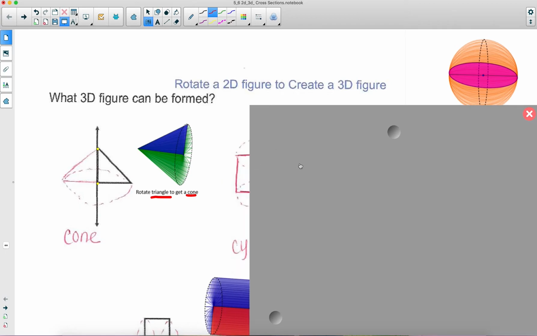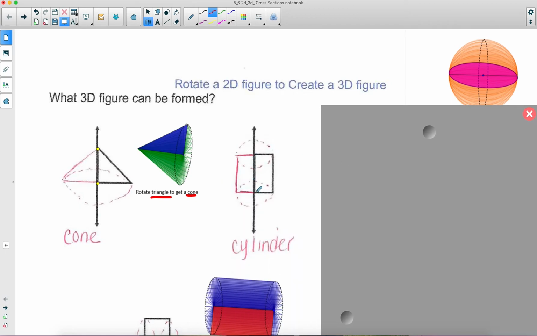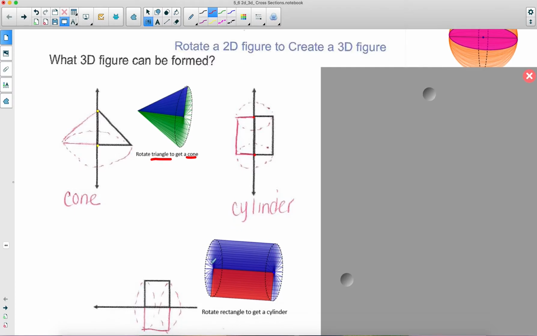Okay, next we're going to talk about rotating a rectangle. So here we have our rectangle. Points here and here and everything between stay. Now this point rotates all the way around, and this point here rotates all the way around, and we get a cylinder. Here's another look at what the cylinder would look like.